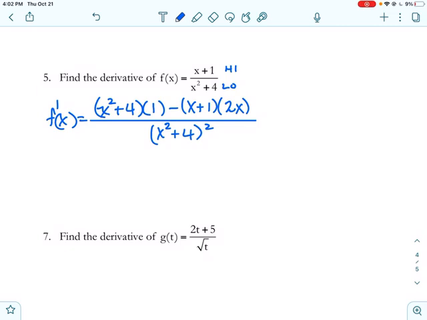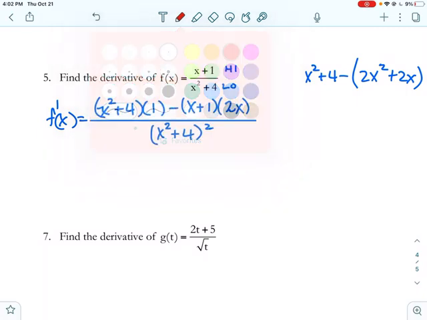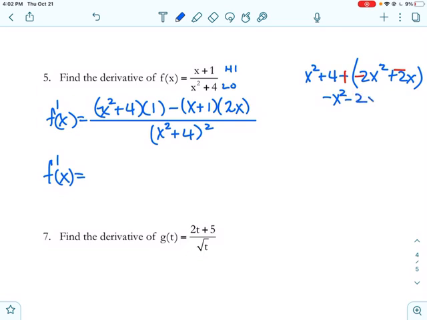Simplifying the numerator. So in the numerator, we're going to have x squared plus 4 minus 2x squared plus 2x. And so then we're going to add the opposite here. So then in the numerator, we're going to get f prime of x is equal to negative x squared, and then it's going to be minus 2x plus 4. Okay, so negative x squared minus 2x plus 4.